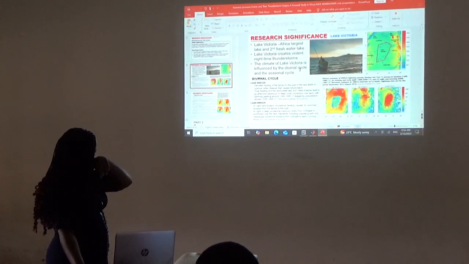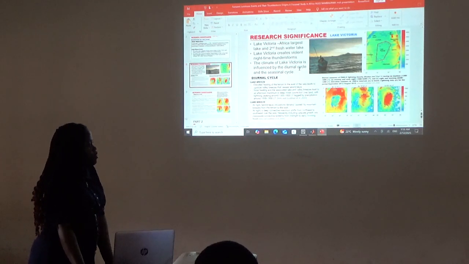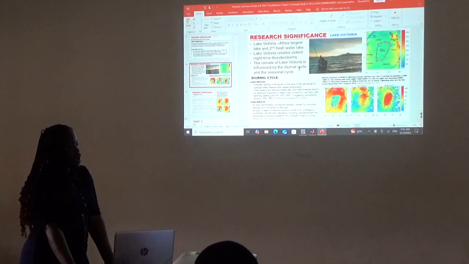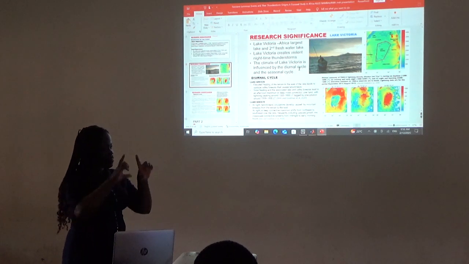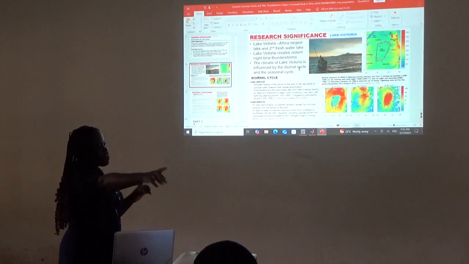But for Lake Victoria, I'm not doing the space-based observation. The space-based observation is mainly for Central Africa. Yes, because Lake Victoria is also included in Central Africa.